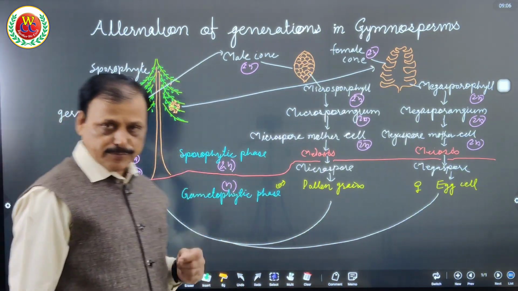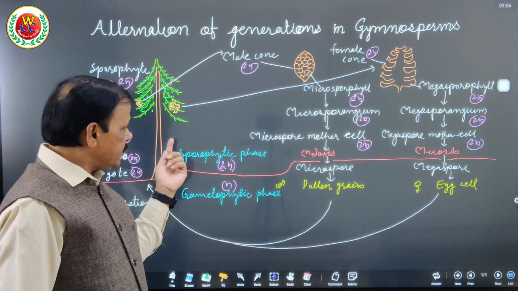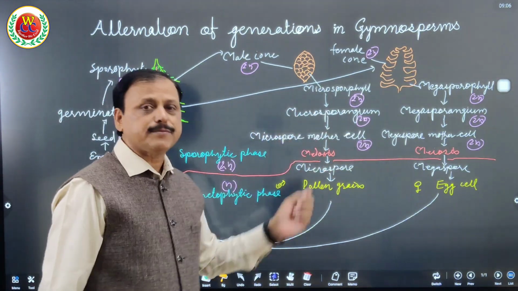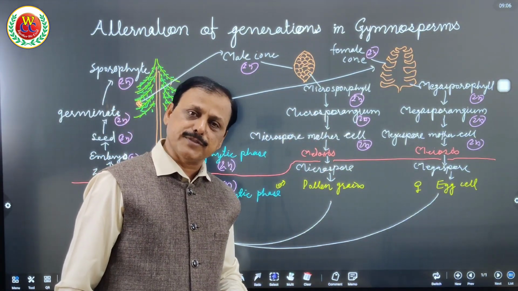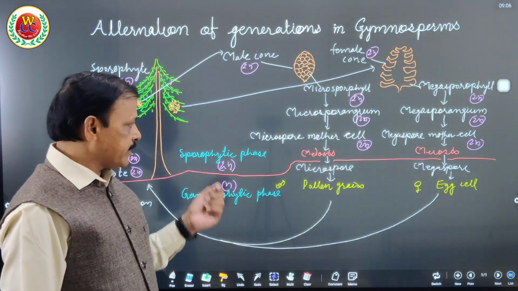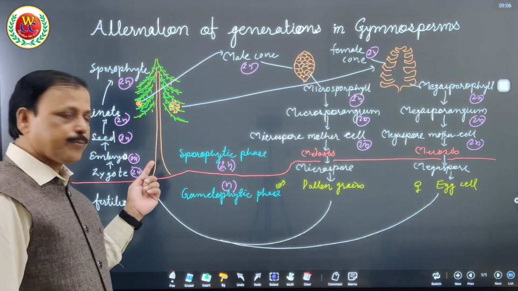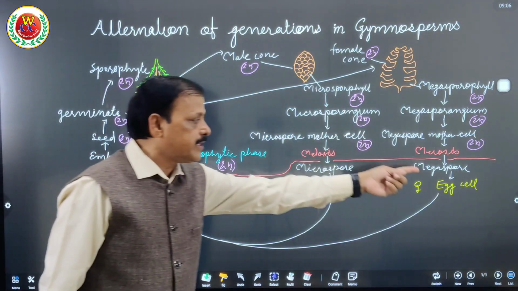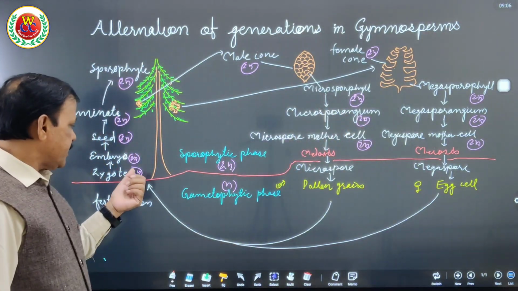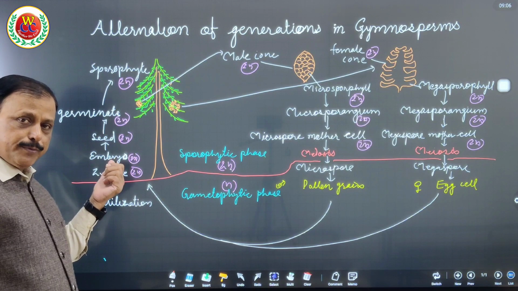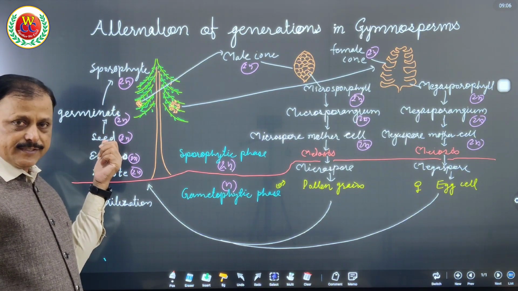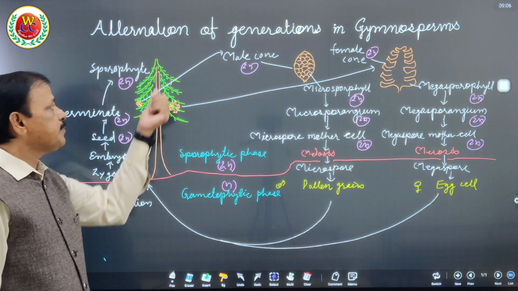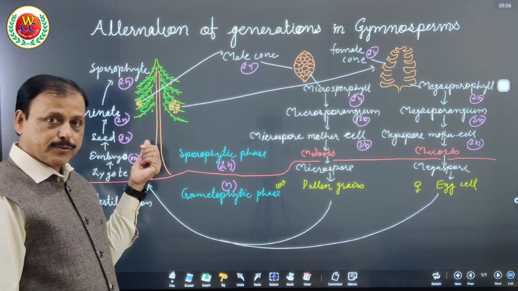Now, what is alternation of generation? That is, these two phases, sporophytic and gametophytic, arise alternately in the life cycle of gymnosperm, and this is called alternation of generation. So how to understand? For example, we can begin with the sporophytic phase. The sporophytic phase begins with zygote formation and ends with gamete formation. The zygote develops into an embryo, and the embryo is present inside the seed. Gymnosperms produce seeds. Now, this seed germinates to produce this tree, which is a part of the sporophyte.